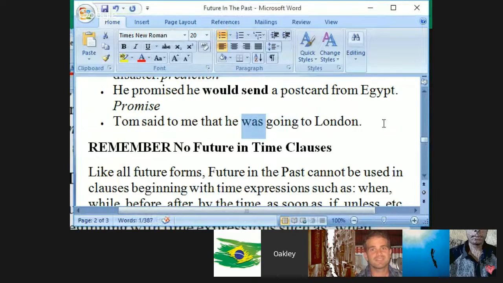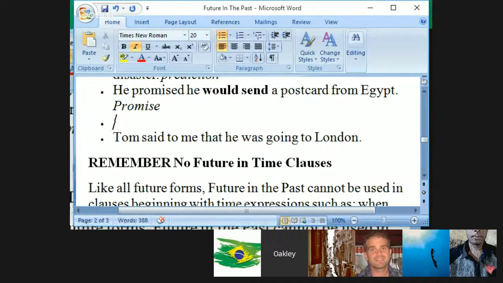We change the tense and we make it more in the past. In reported speech, we do this. This is something that's called backshift. Backshift is when you make the verb tenses more in the past to show that the idea happened in the past, that it was actually spoken in the past. All right, this is past continuous. Tom said to me that he was going to London.